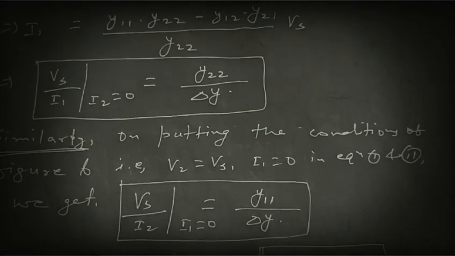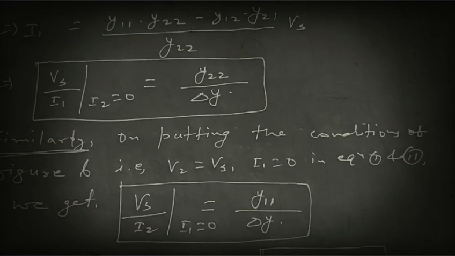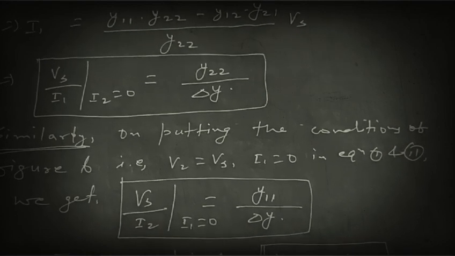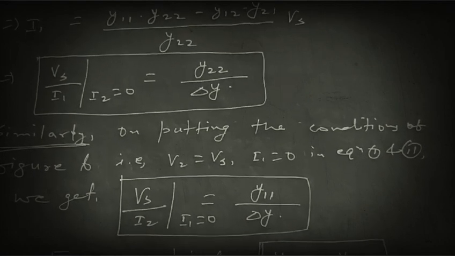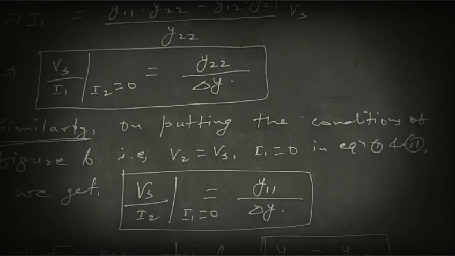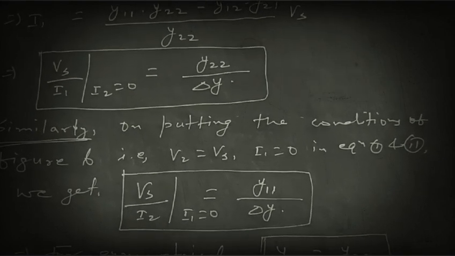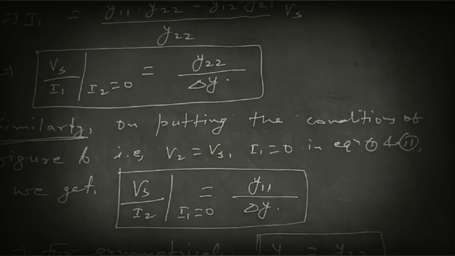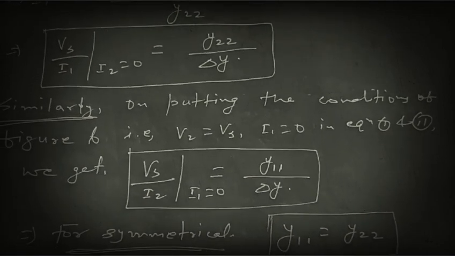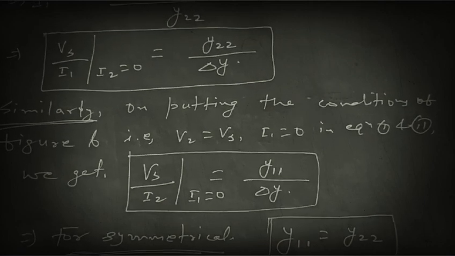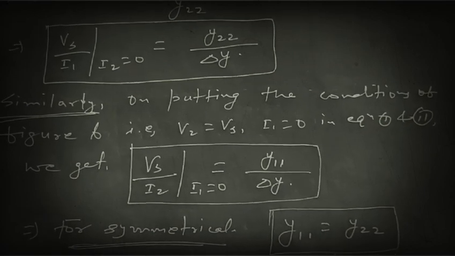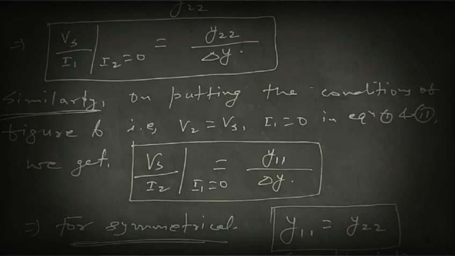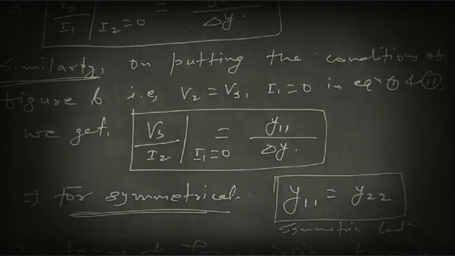Similarly, we'll put the conditions of figure B, that is V2 equal to Vs and I1 equal to 0, in the equations of Y parameters. From here we'll get Vs divided by I2 at I1 equal to 0 equal to Y11 divided by del Y. That means for the symmetrical network the condition is Y11 should be equal to Y22 in terms of Y parameters. In the case of reciprocal network, we saw the condition was Y12 should be equal to Y21.